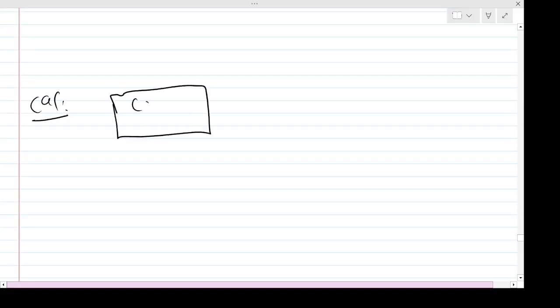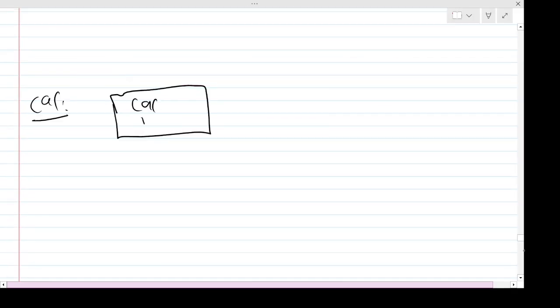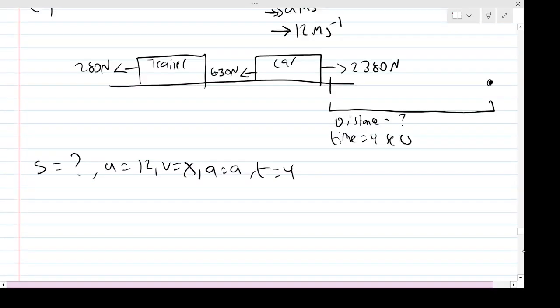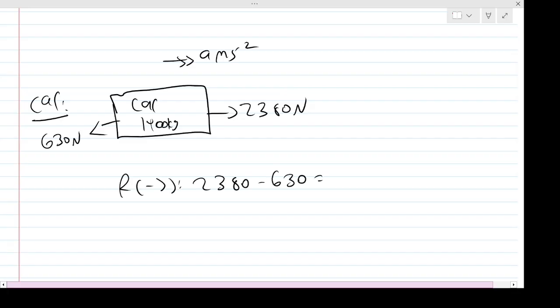So if I do it down here, let's say with the car, if I redraw what we've got now, the car was 900 kilograms, I think. Oh no, 1400 kilograms. There we are. And again, it's being pulled forward by the driving force of 2,380 and a resistance of 630, and the acceleration A forwards. Okay, so if we do F equals ma, if we resolve forwards, that's 2,380 take away the 630 equals mass 1400 times A. So we can work out A here.